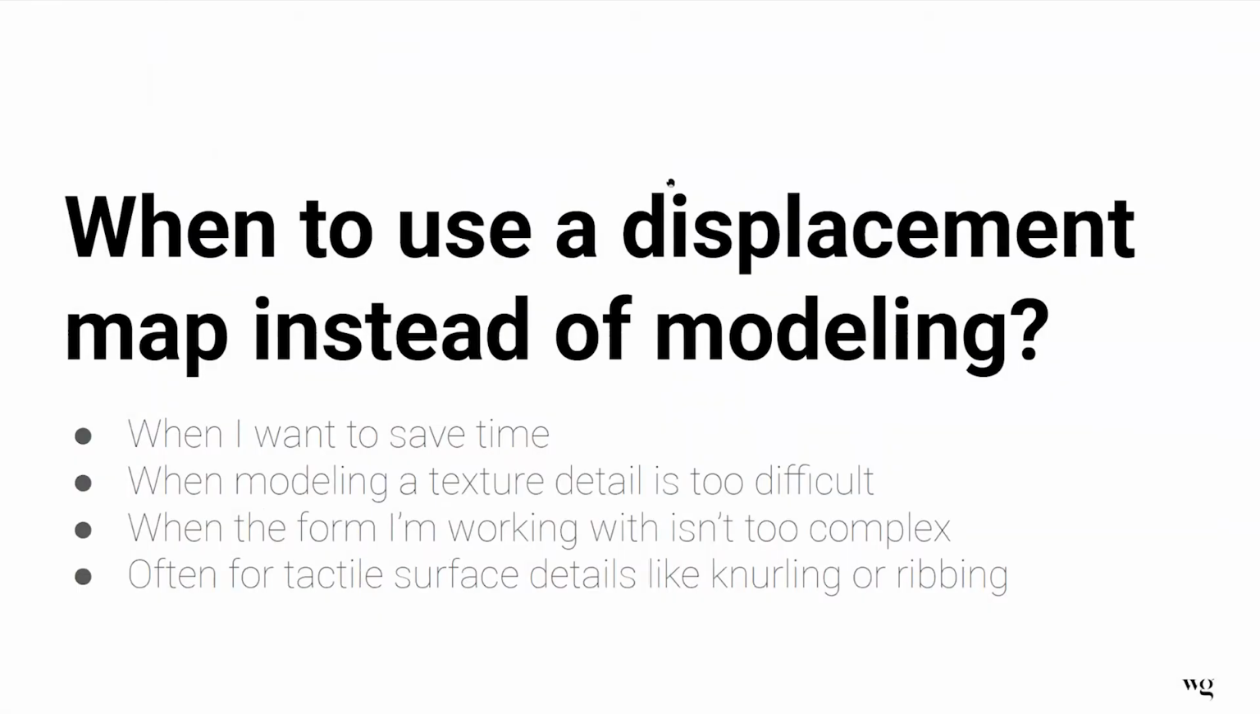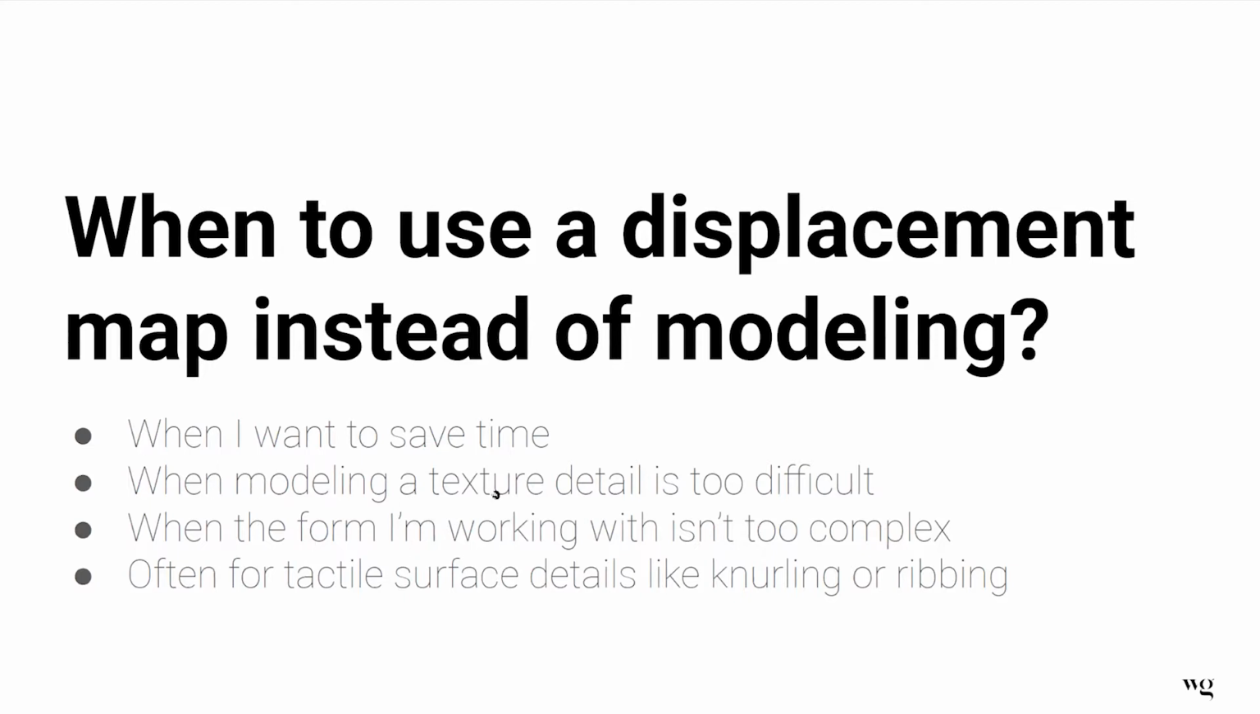Cool. So when do we use displacement instead of modeling a detail? Displacement is not typically a substitute for modeling, but there are times when it makes a lot of sense, especially if you're crunched for time. If modeling certain details is going to take a lot of your time, especially if you don't even know if that detail is part of the final design, you may be better off just trying to use a displacement map to see how it's going to look. So displacement's good for previs before you've really decided on a final design.